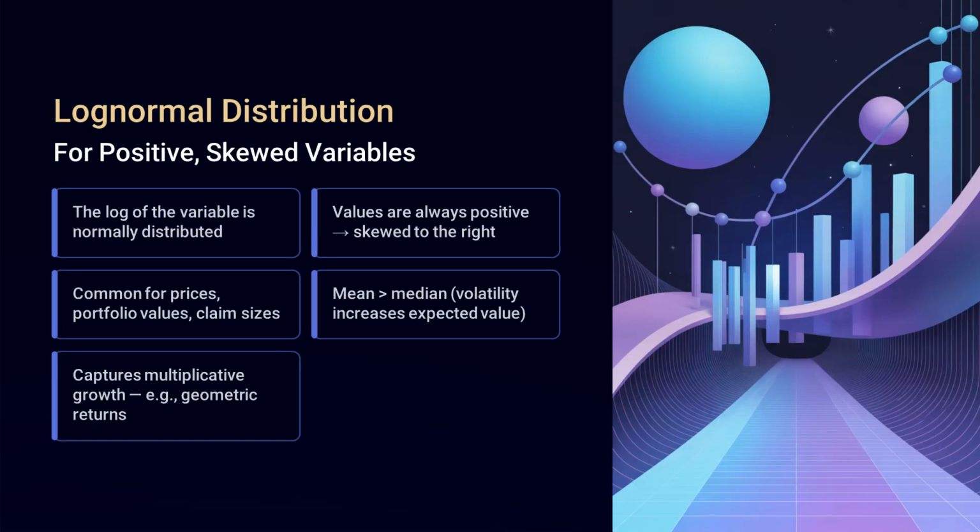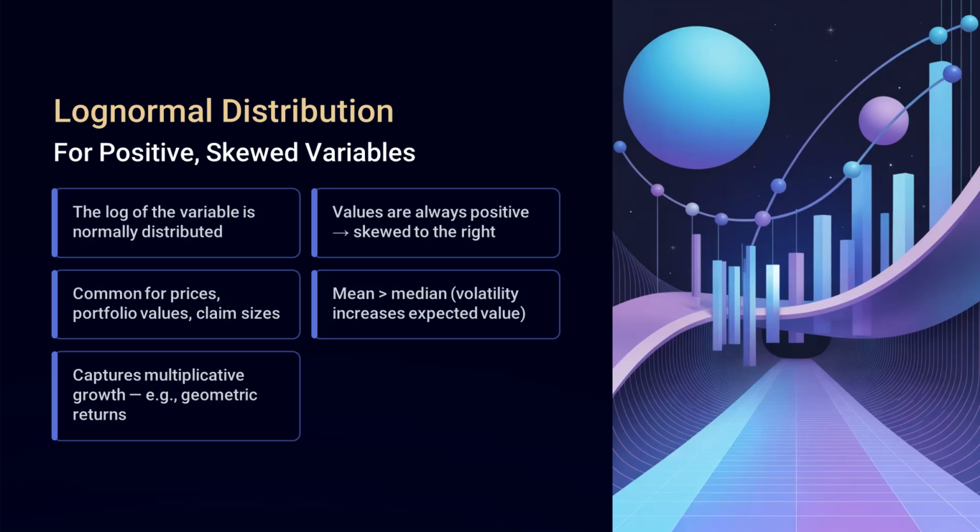Log-normal distribution. Now, the log-normal distribution. A variable follows a log-normal distribution when its logarithm, not the variable itself, follows a normal distribution. This ensures the variable always takes positive values and tends to be right-skewed, with many small outcomes and a few very large ones. This is exactly what we see with things like asset prices, wealth distributions, or insurance claim sizes, where losses or values can't go below zero, but can grow very large.